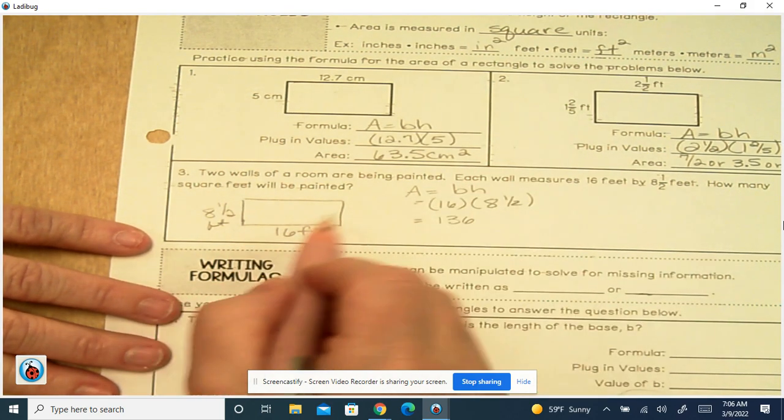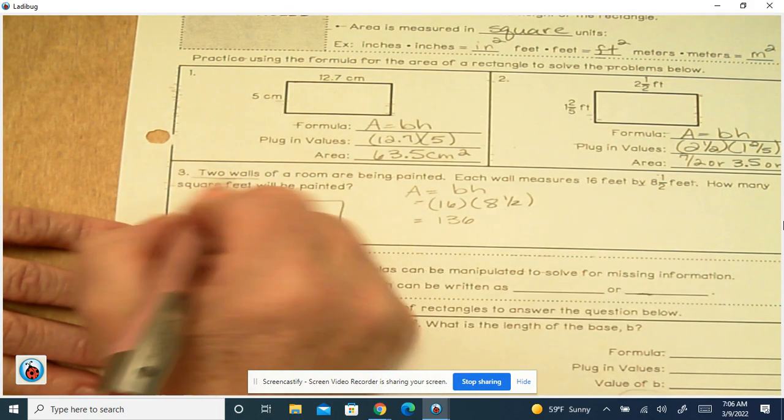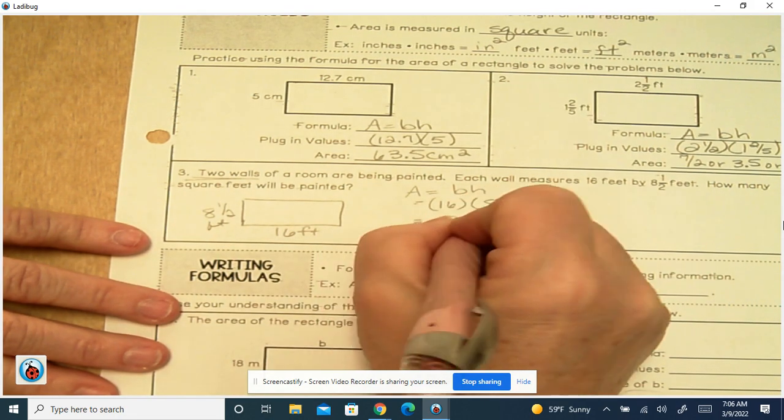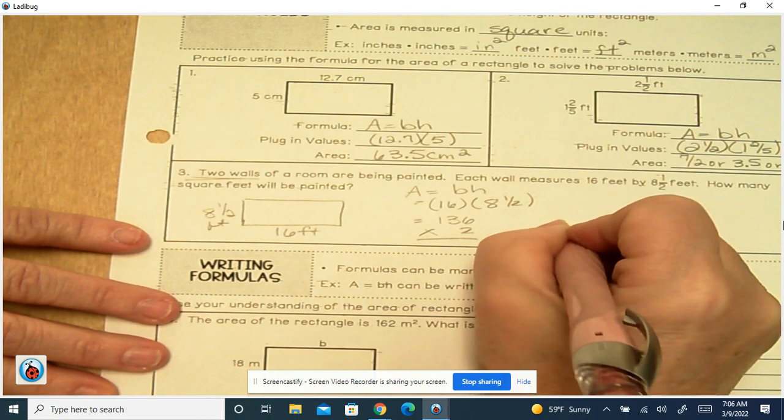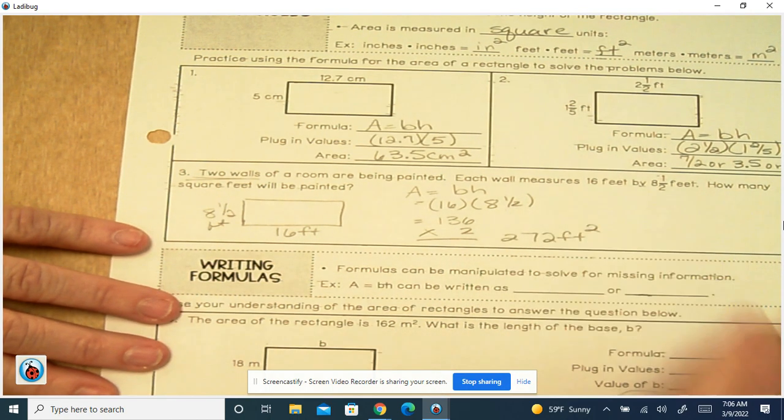But the thing here, this is the area of one wall. It said you painted 2 walls. So we're going to multiply that by 2, and you get 272 feet squared.